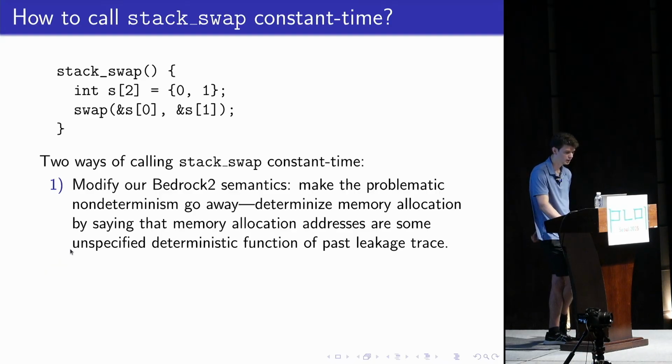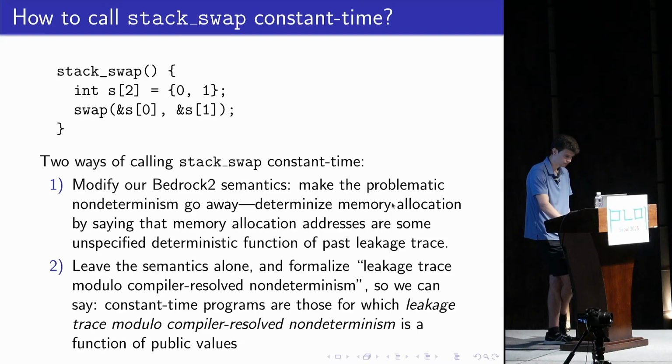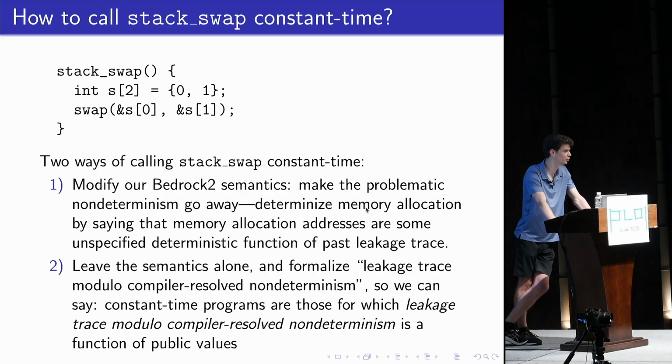One is to say, well, compiler-resolved nondeterminism causes problems, so let's get rid of it, and determinize memory allocation in a somewhat unobtrusive way. Another approach is to formalize a notion of leakage trace modulo compiler-resolved nondeterminism, so that we can formally say that constant time programs are those for which the leakage trace modulo compiler-resolved nondeterminism is a function of public values. In our paper, we show that both of these approaches work out nicely, and we use both of them to prove that the Bedrock2 compiler is constant time preserving.